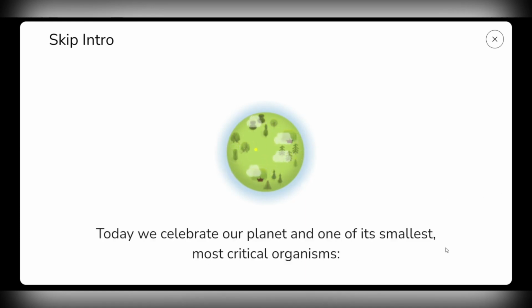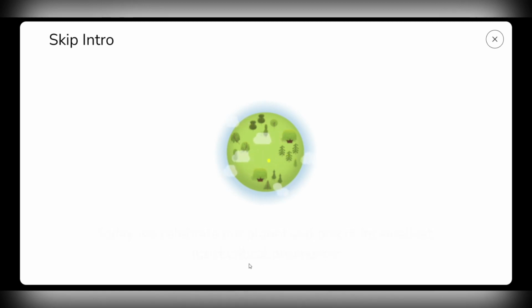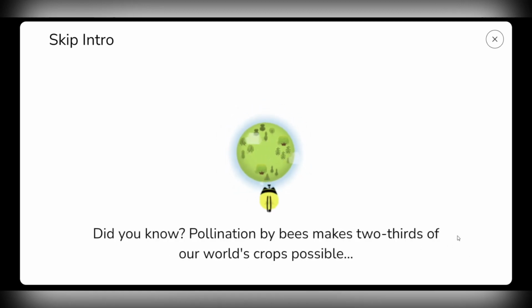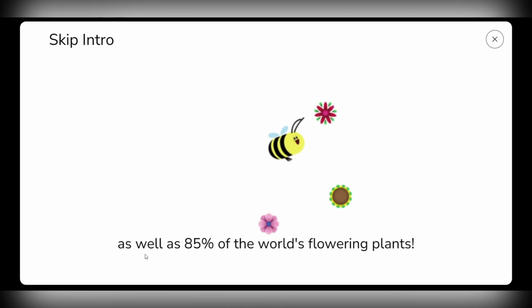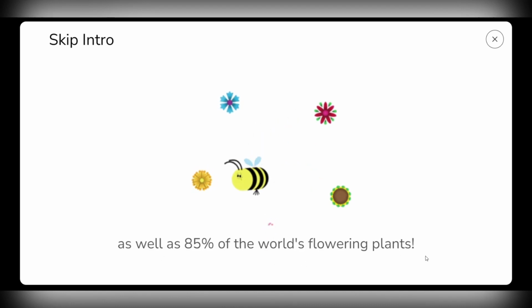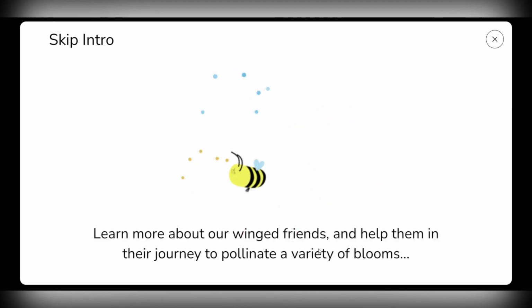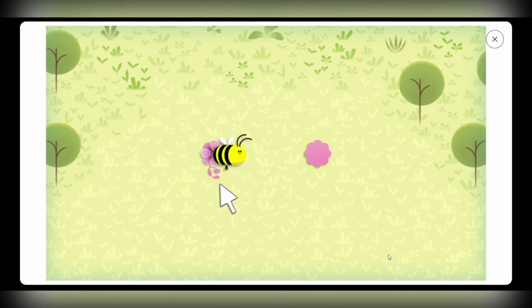Happy 50th anniversary of Earth Day. Today we celebrate our planet and one of its smallest, most critical organisms, the bee. Did you know? Pollination by bees makes 2/3 of our world's crops possible, as well as 85% of the world's flowering plants. Learn more about our winged friends and help them in their journey to pollinate a variety of... It went by too fast.